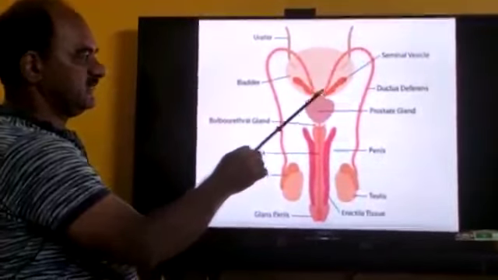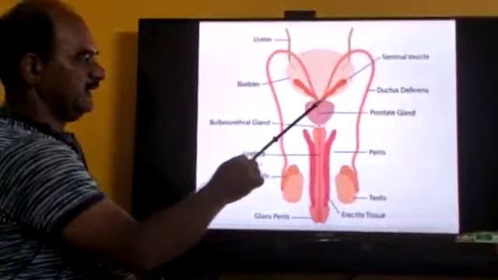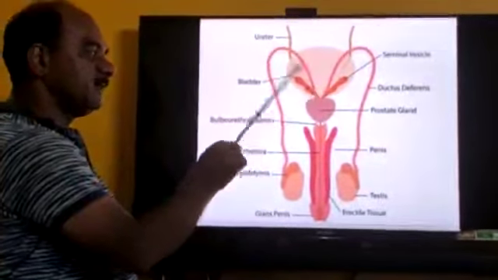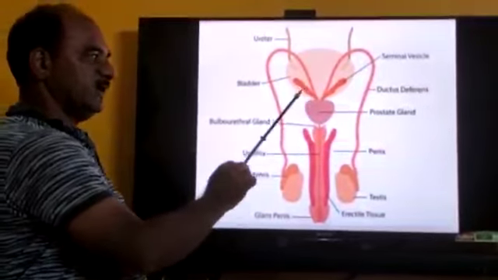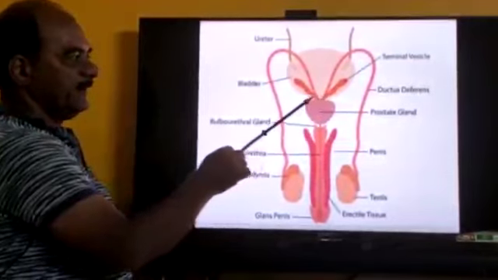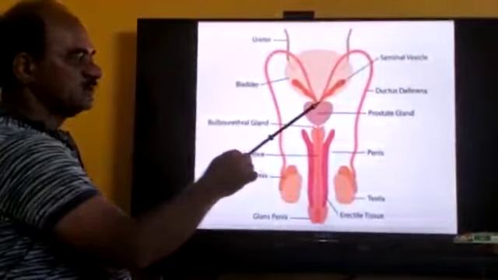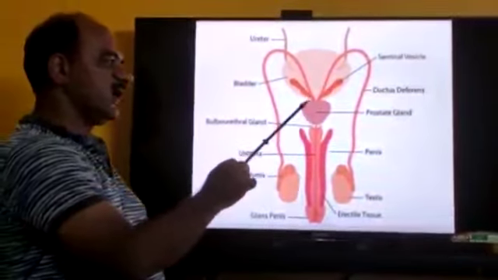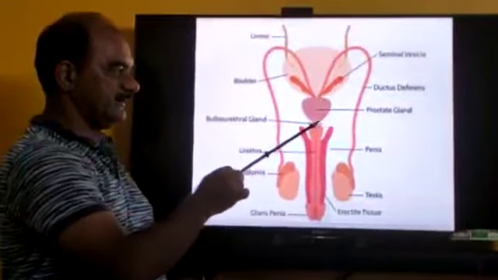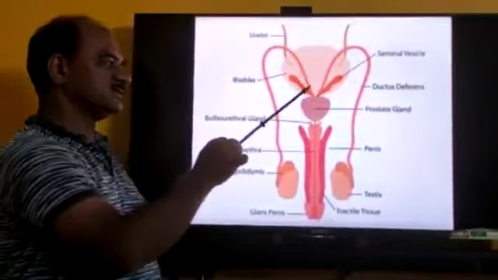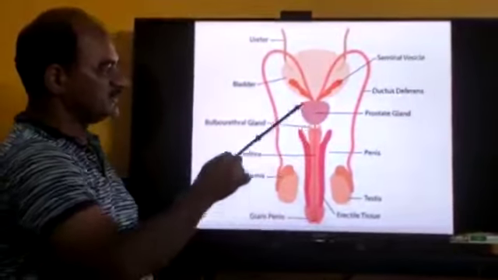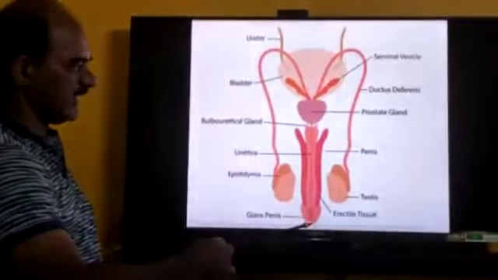The ejaculatory duct carries the sperm along with the seminal fluid. The seminal vesicle will be studied later. This ejaculatory duct is 2 centimeters in length, and it ejaculates semen toward the prostate gland. Prostatic fluid is also mixed here, and then it passes toward the urethra. This whole part is called the urethra.